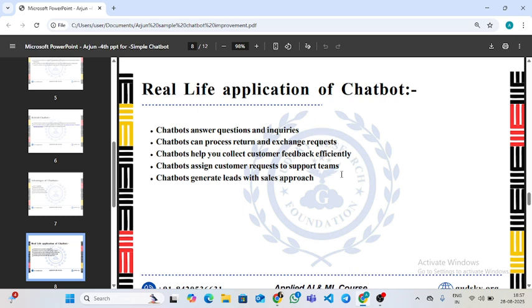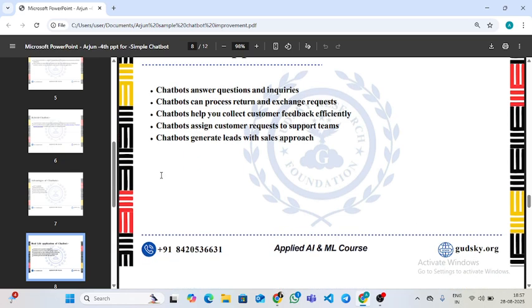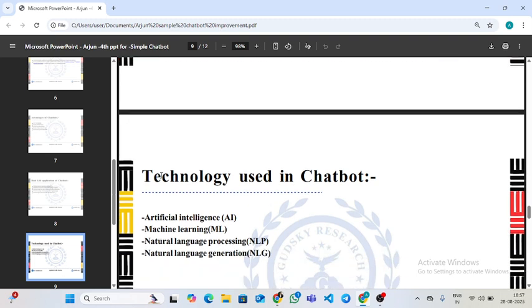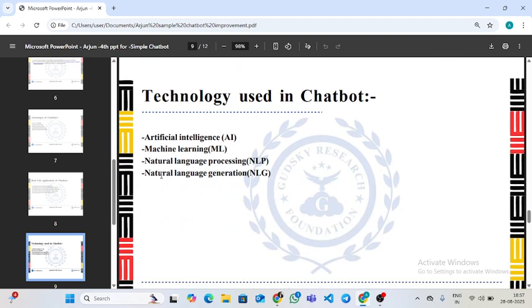Now the last real life application of chatbot is that chatbot generates leads with a sales approach. Means chatbot generates leads and supports a sales approach. This is the real life application of chatbot. So we will move to our next slide, that is technology used in chatbot.